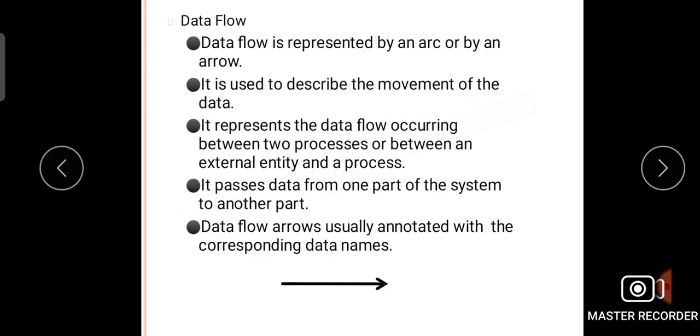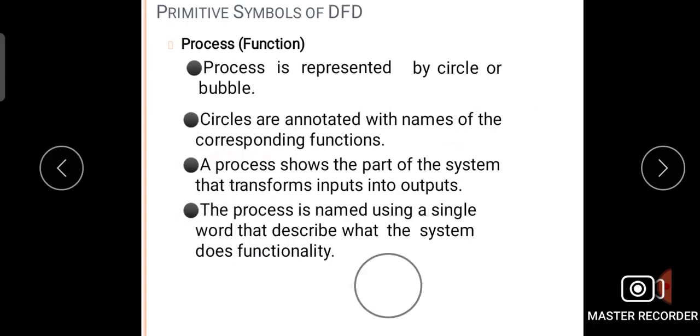Once again, a process is represented by a circle or bubble. Circles are annotated with the names of the corresponding function. A process shows the part of the system that transforms inputs into outputs, and it is named using a single word that describes what the system does, its functionality.